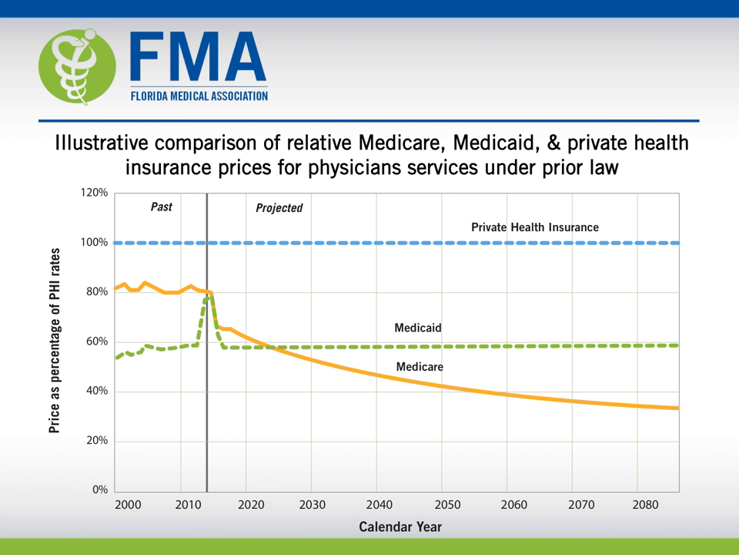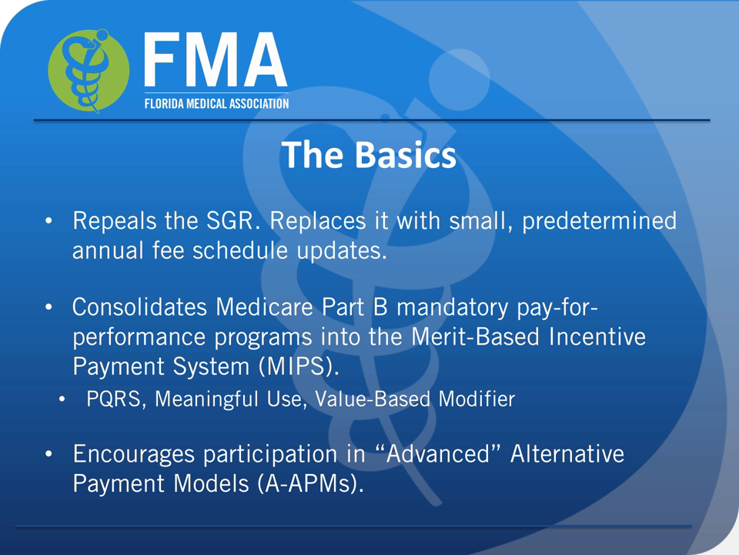You can see had the SGR gone into effect as planned, it would have immediately resulted in a very substantial payment decrease and would have brought Medicare payment rates down to nearly the level of the average Medicaid rates, which is to say, had the SGR gone into effect as scheduled under law, it would have resulted in a very significant payment decrease for physicians, which could have severely threatened access to care. So at any rate, again, MACRA repeals the SGR, and in its place, instead of having a formula that's used to update the Medicare physician fee schedule, it replaces the SGR with small predetermined annual fee schedule updates.